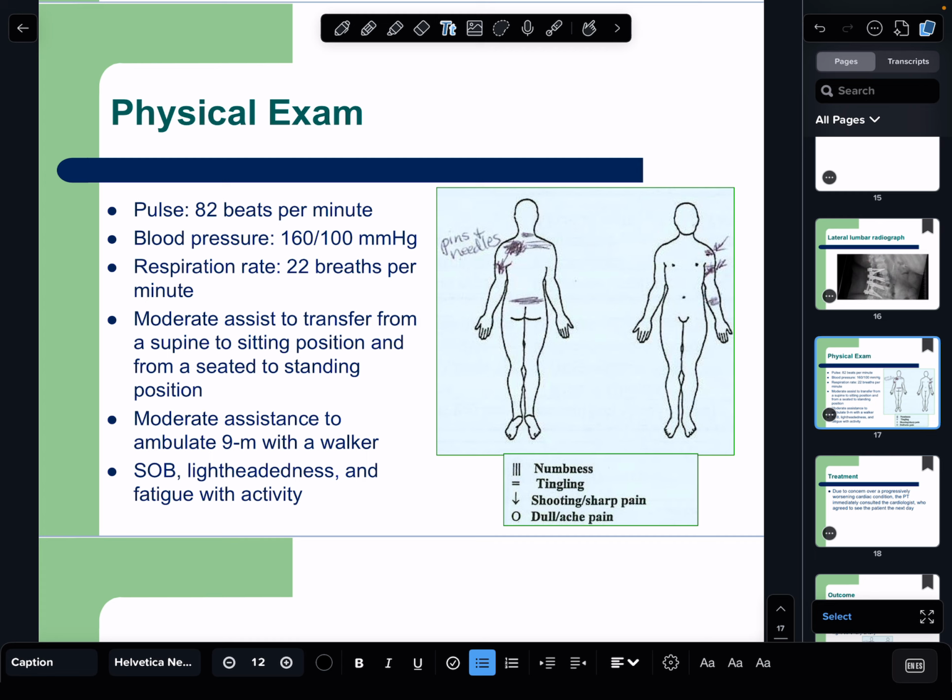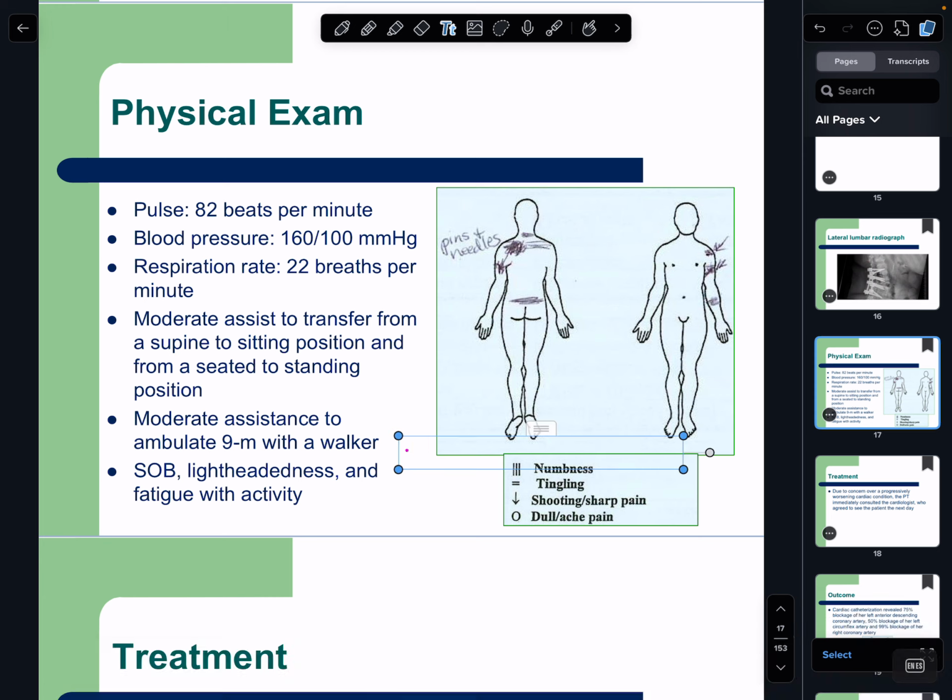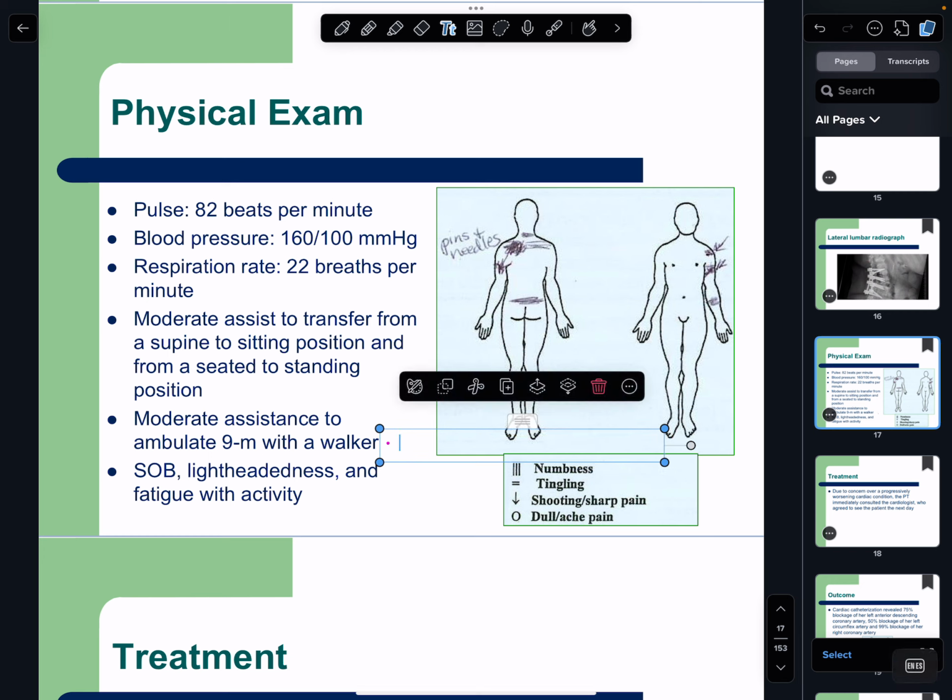And she needed moderate assistance to ambulate 9 meters, close to Canada, so sometimes we talk metric system. 9 meters is about 30 feet. So it's probably from about here to there, right? And she almost passed out. So she had shortness of breath, lightheadedness, and extreme fatigue, and she had to sit down after walking for 30 feet.